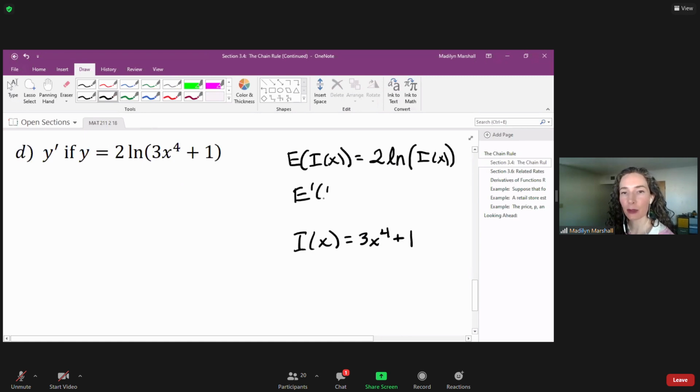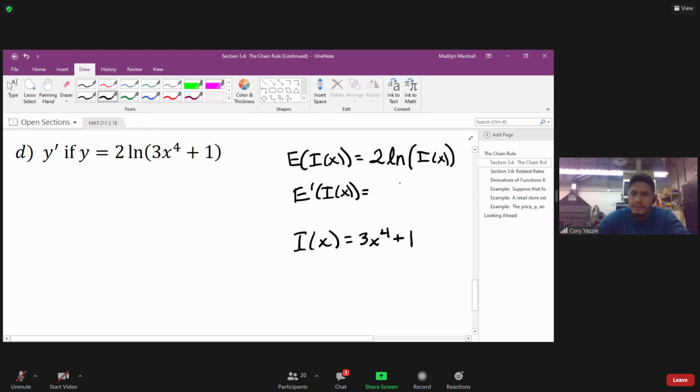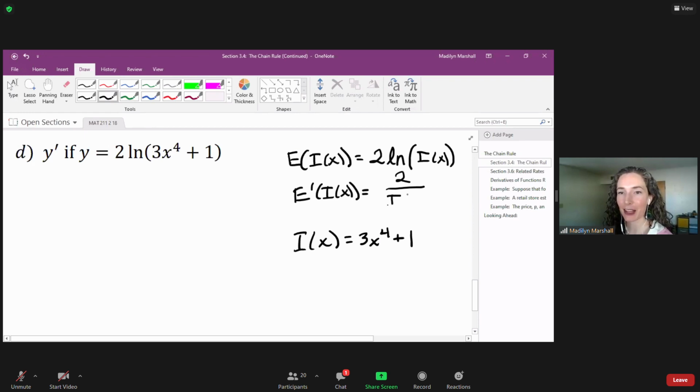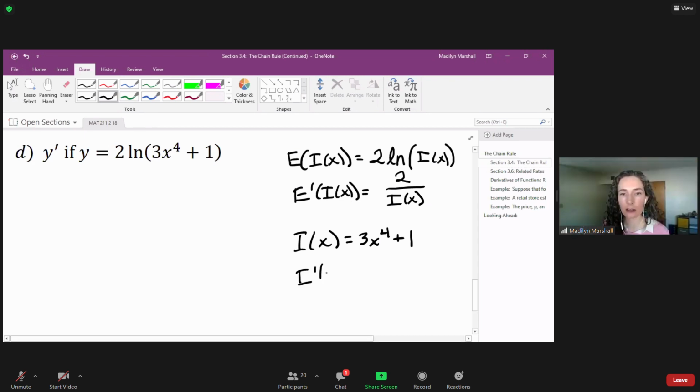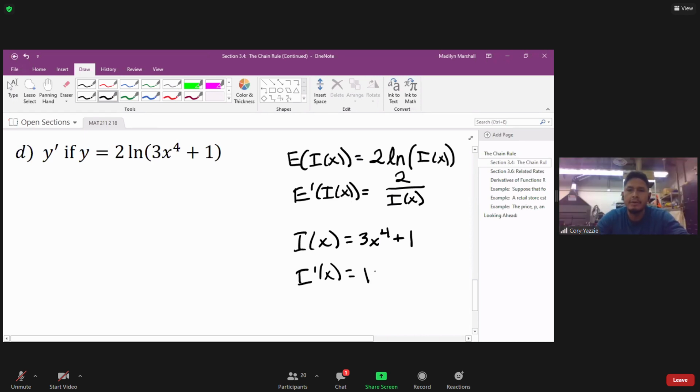So what is our e prime of I of x going to look like? 2 over x or 2 over I of x. Right, exactly, 2 over I of x. So when we're doing the derivative of natural log, it's 1 over whatever the thing is, but since we have that 2, we can put that 2 up top. And what's I prime? 12x to the, or 12x cubed. Right, exactly, 12x cubed.